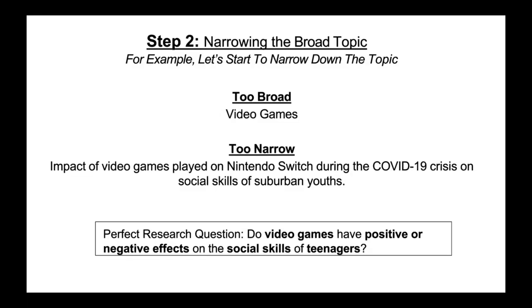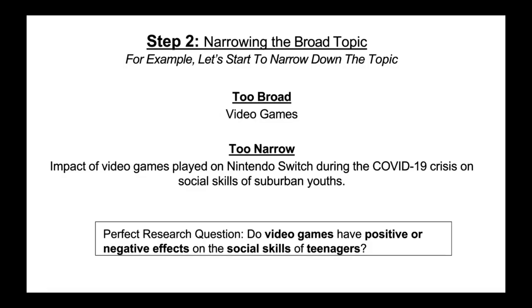Another thing that you don't want to do is to go too narrow when you're searching. Sometimes we may get hung up on that, which is totally okay, but we want to scale it back a bit. Like, for instance, the impact of video games played on a Nintendo Switch during the COVID-19 crisis on social skills of suburban youth. We have a lot of factors in that area in regards to what type of console was used, which is a Nintendo Switch, during a COVID-19 crisis, which is totally okay. That can be used.